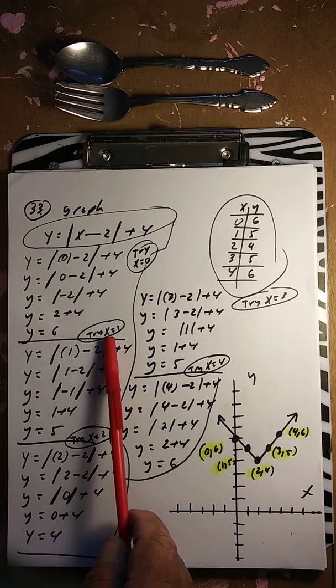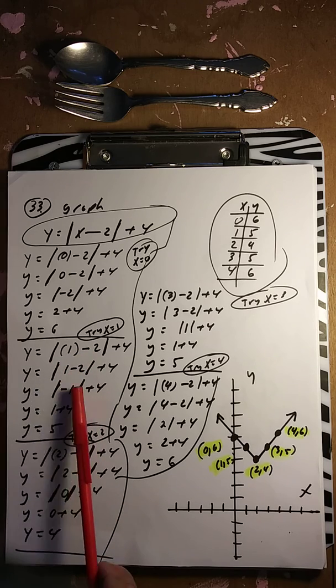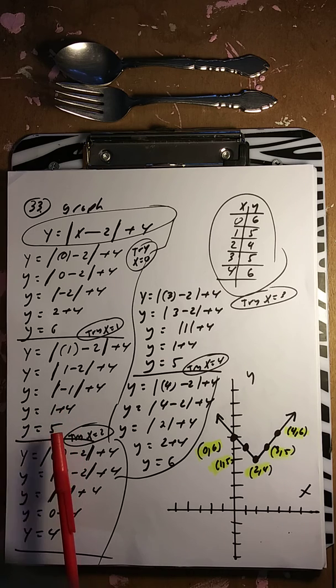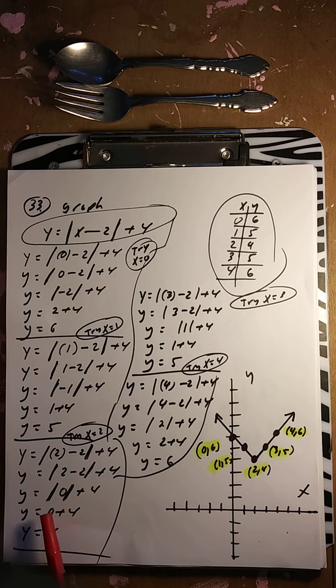Let's try 1 in there. 1 minus 2. Absolute value of 1 minus 2 is absolute value of negative 1. The absolute value of negative 1 is 1. Plus 4 is 5. Let's try 2 in there. Absolute value of 2 minus 2. 2 minus 2 is 0. Absolute value of 0 is 0. 0 plus 4 is 4.